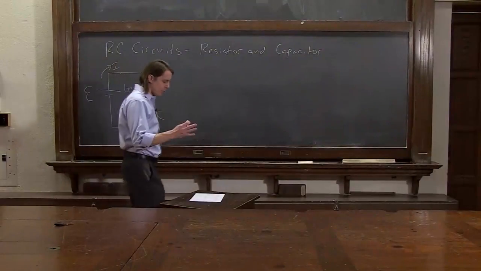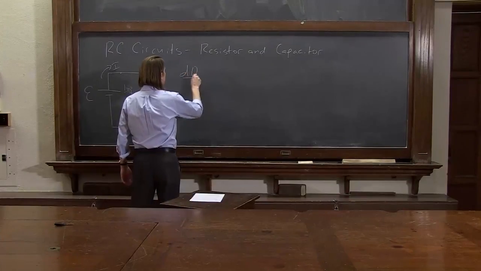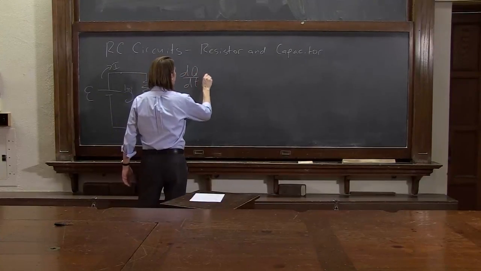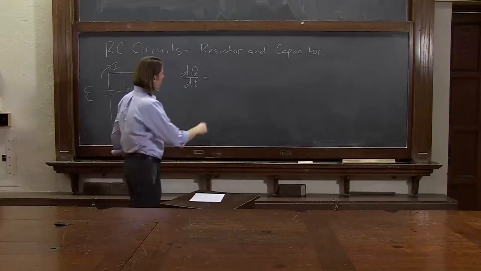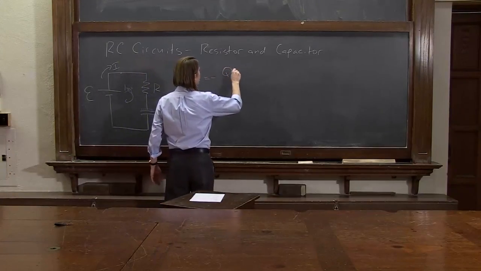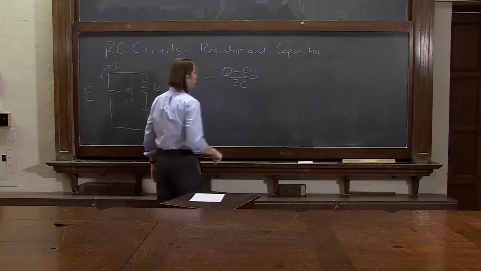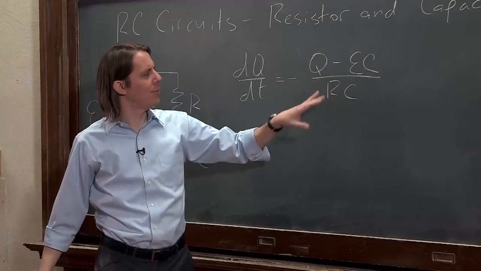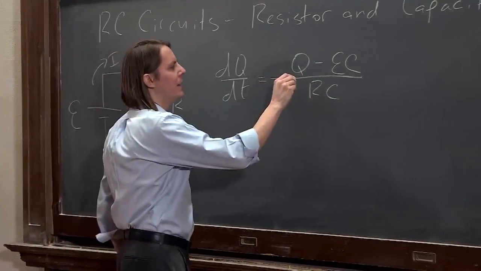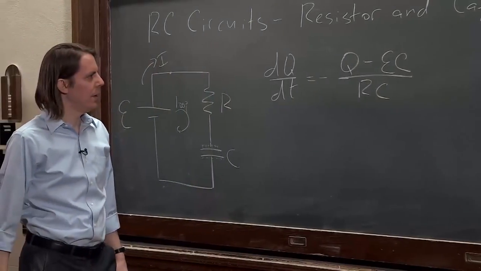All right, let's write our differential equation again. It was dq dt. That was the current, the rate of change. And we're going to combine those fractions we had and write it this way: minus q minus the EMF times C over RC. We had the EMF over R by itself, but to get a common denominator, we want to do it that way. And we made it where there's a negative sign in front of the whole thing.